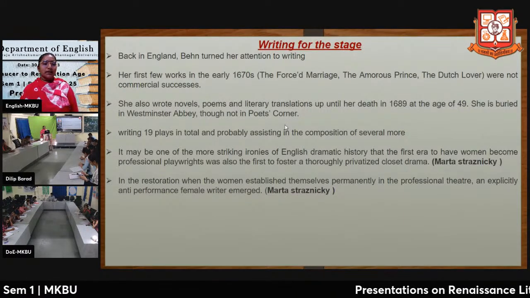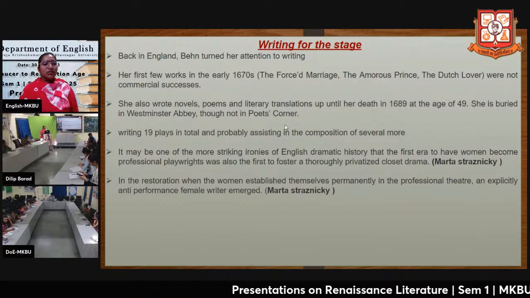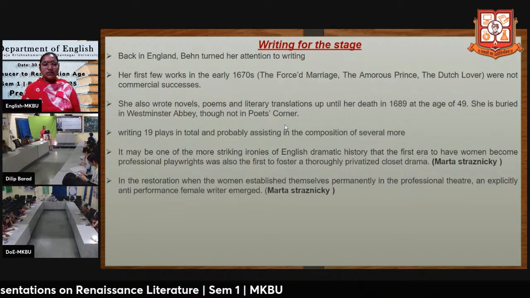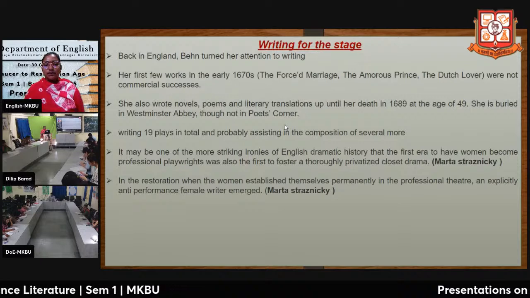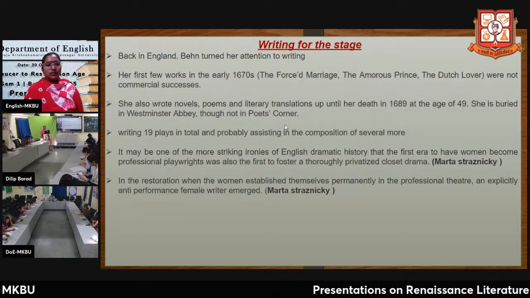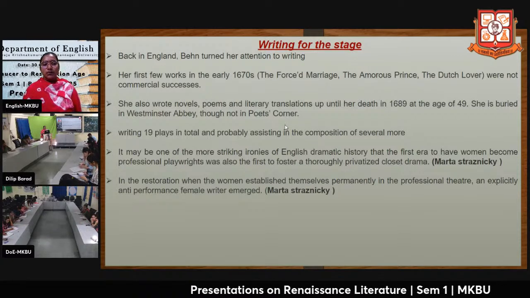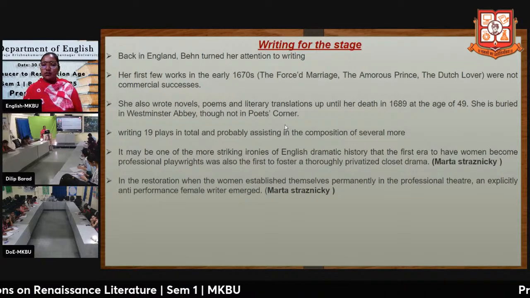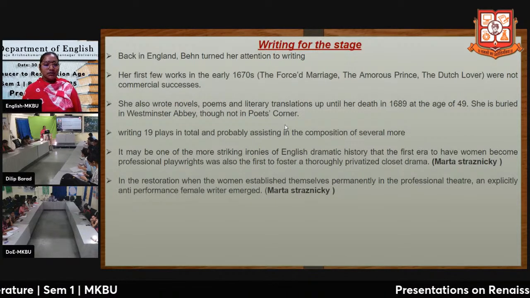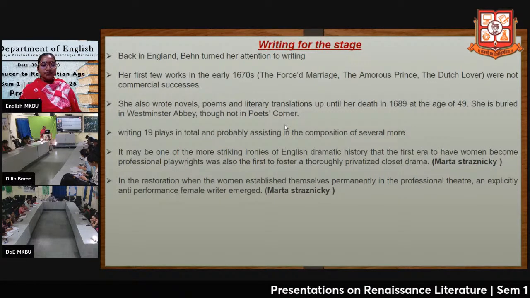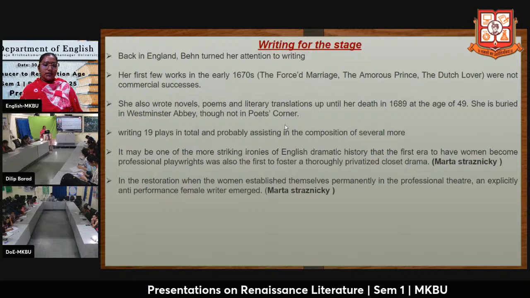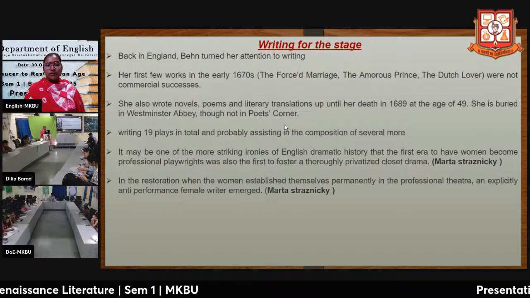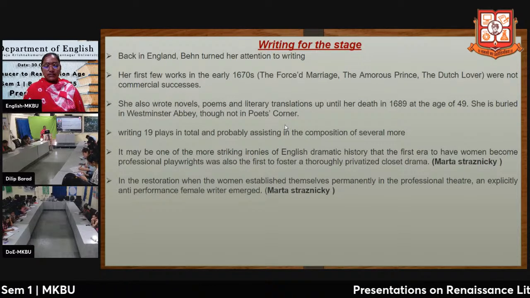Writing for the stage. Back in England, Behn returned her attention to writing. Her first few works in the early 1670s were not commercial successes. She also wrote novels, poems, and literary translations up until her death in 1689 at the age of 49. She is buried in Westminster Abbey, though not in Poets' Corner. Writing 19 plays in total and probably assisting in the composition of several more.